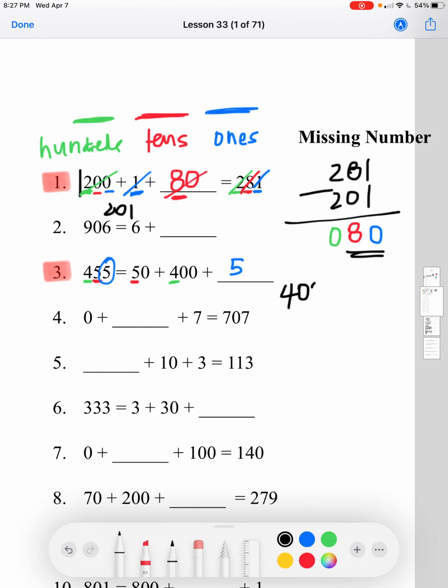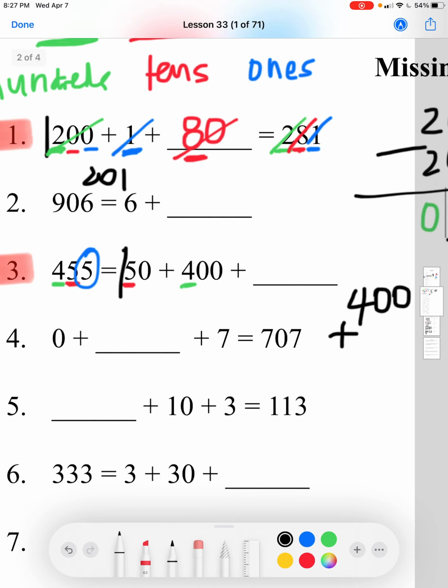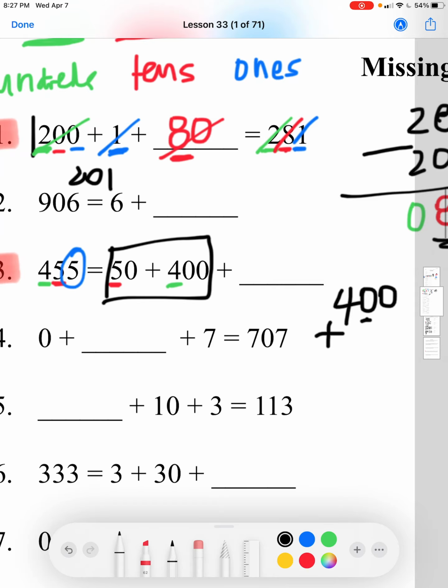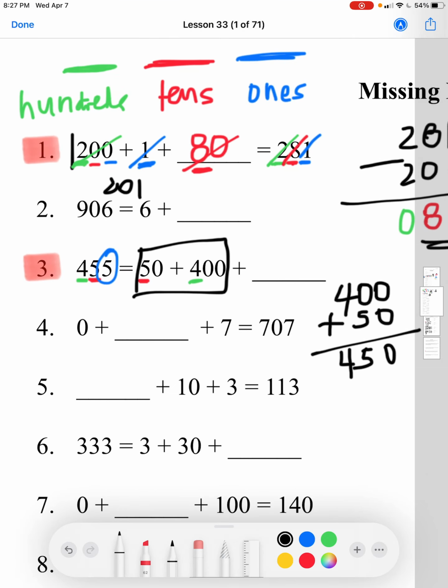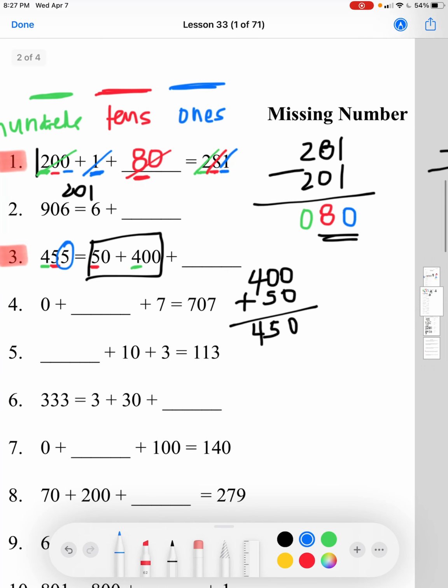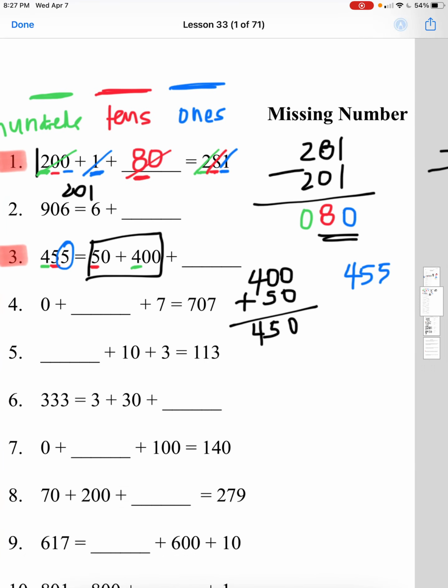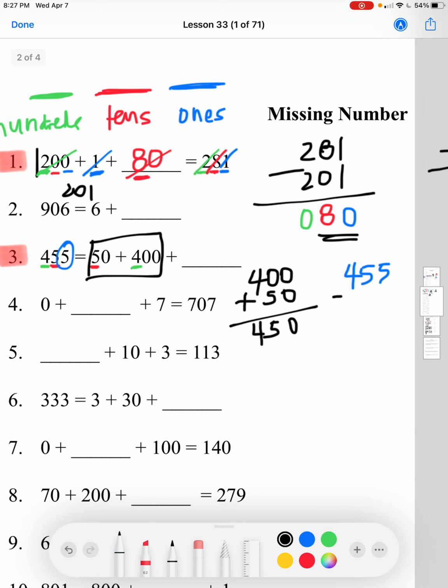Let's add 400 plus 50. I'll erase this for now. 400 plus 50 is 450. We're going to subtract this from 455 to find what is missing. Now we have 455 right here. We're going to subtract the 450.